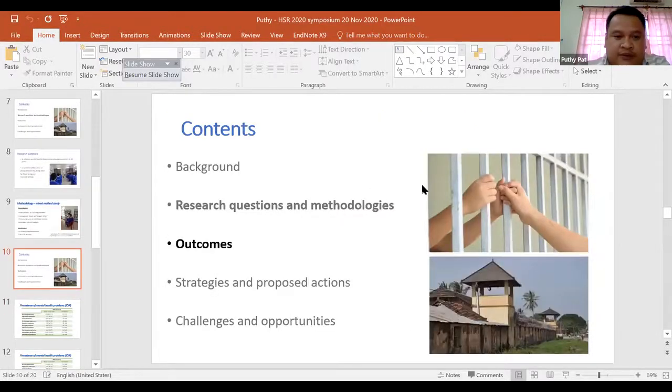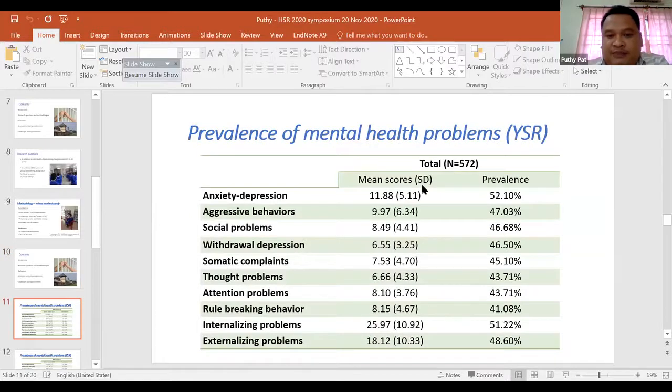Let's move to the outcome of our study. The prevalence of mental health problems. We found roughly between 40 to 50% of our participating young prisoners suffer from at least one type of mental health problem. Anxiety and depression are the most common, accounting for 52%, and the rest, for example social problems, somatic complaints, or rule-breaking behavior, are between 40 to 50%.